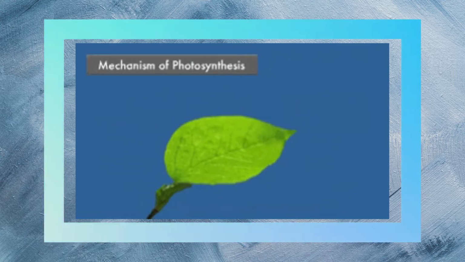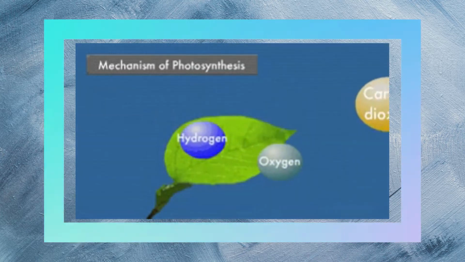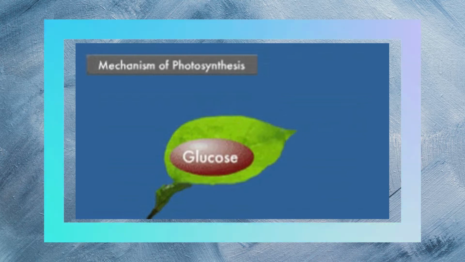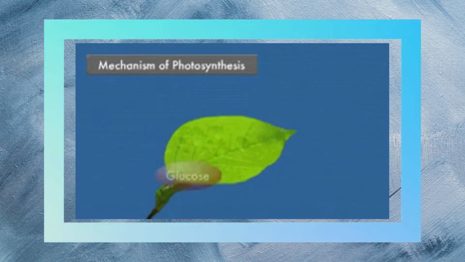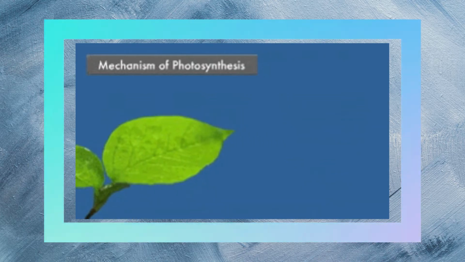So the glucose is the main product and it is a very important starting material for all the other nutrients a plant needs. This process continues throughout the daytime, and at night the process is stopped due to the absence of sunlight.